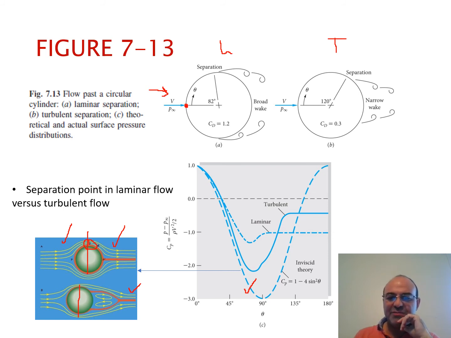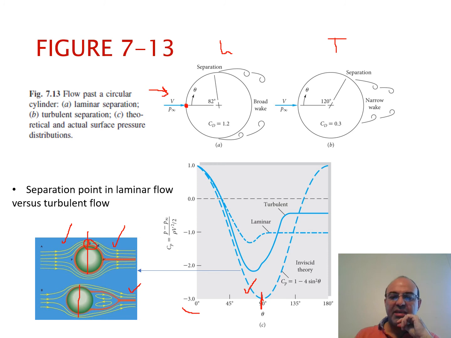So this Cp is the pressure at a given point on the surface of this object, minus P infinity, the far field pressure, divided by the dynamic pressure. You see that at 90 degrees, for this theoretical limit, which is based on inviscid theory, the pressure is the minimum because Cp, the pressure coefficient, is the minimum.